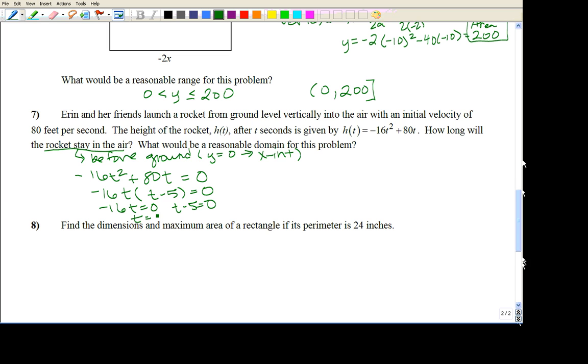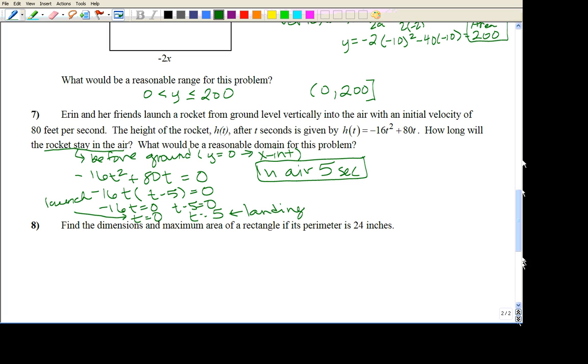So here we get t equals 0, and here we get t equals 5. We're not interested in t equals 0 because that is not when it hit the ground, that was the launch at time 0. But this is whenever it hits the ground, whenever the second time it has a height of 0. It had a height of 0 on leaving the ground and a height of 0 when it hits the ground. So that's the landing that we're looking for. So how long will the rocket stay in the air? It's in the air for 5 seconds.